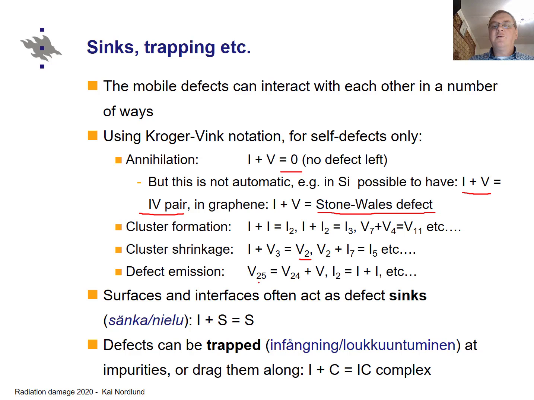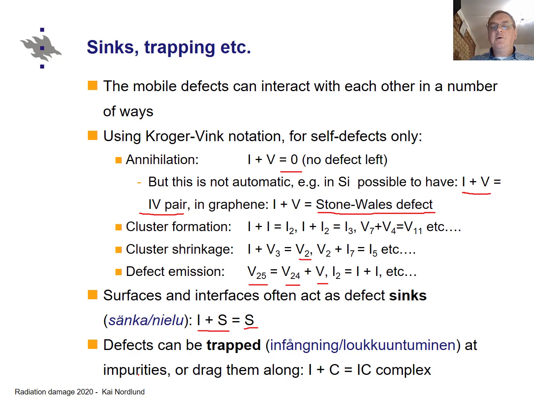But finally, you can also have these defect emission processes written in these notations. You can say a V25 becomes a V24 plus a V, a vacancy. And you can include sinks in this. A sink is then something more complicated, say a nanocluster or a grain boundary, which can absorb defects. They are often considered to be infinite sinks, that is, a sink can absorb any number of defects. So then the reaction would be simply that an interstitial going into a sink gets absorbed in the sink and you're only left with the sink.